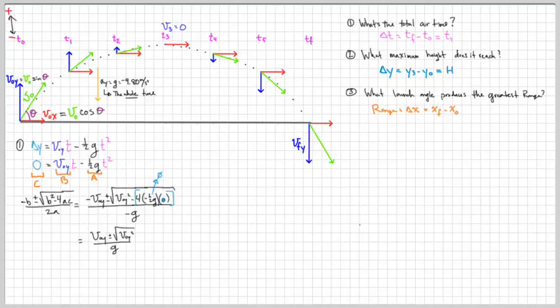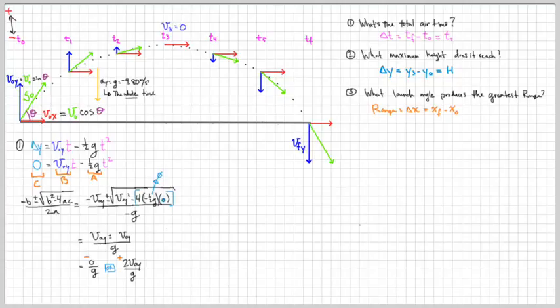Now, look at that square root of v0y squared. That's just going to be v0y. So my two options here, plus or minus, are going to be v0y plus v0y, which will give me 2 v0y, or twice the initial velocity in the y direction, over g. Or if I subtract, I'll get 0 over g.